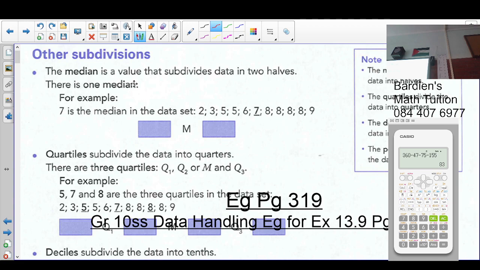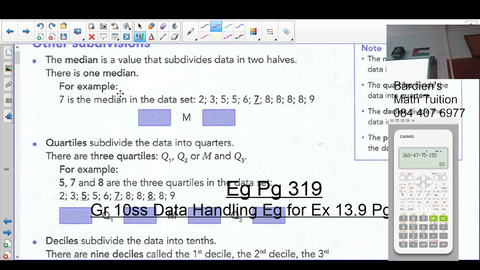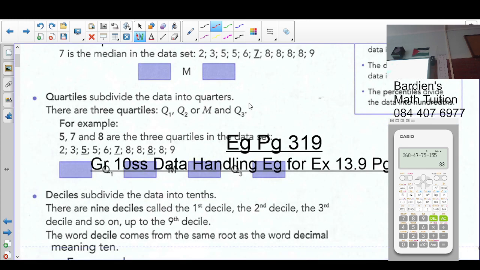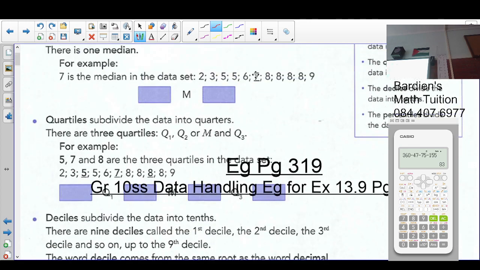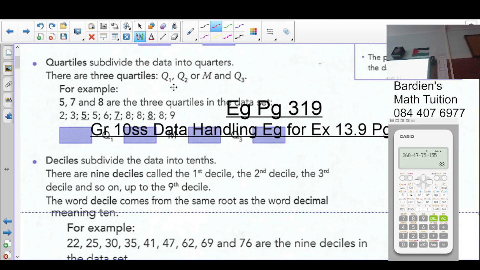So here we are told the median is a value that divides the data into two halves. There is one median. For example, 7 is the median of the data set. Okay. So if the number of values is odd, of course, there's one median. However, if the number is even, of course, there are two medians. But we spoke about that already in our previous lessons.